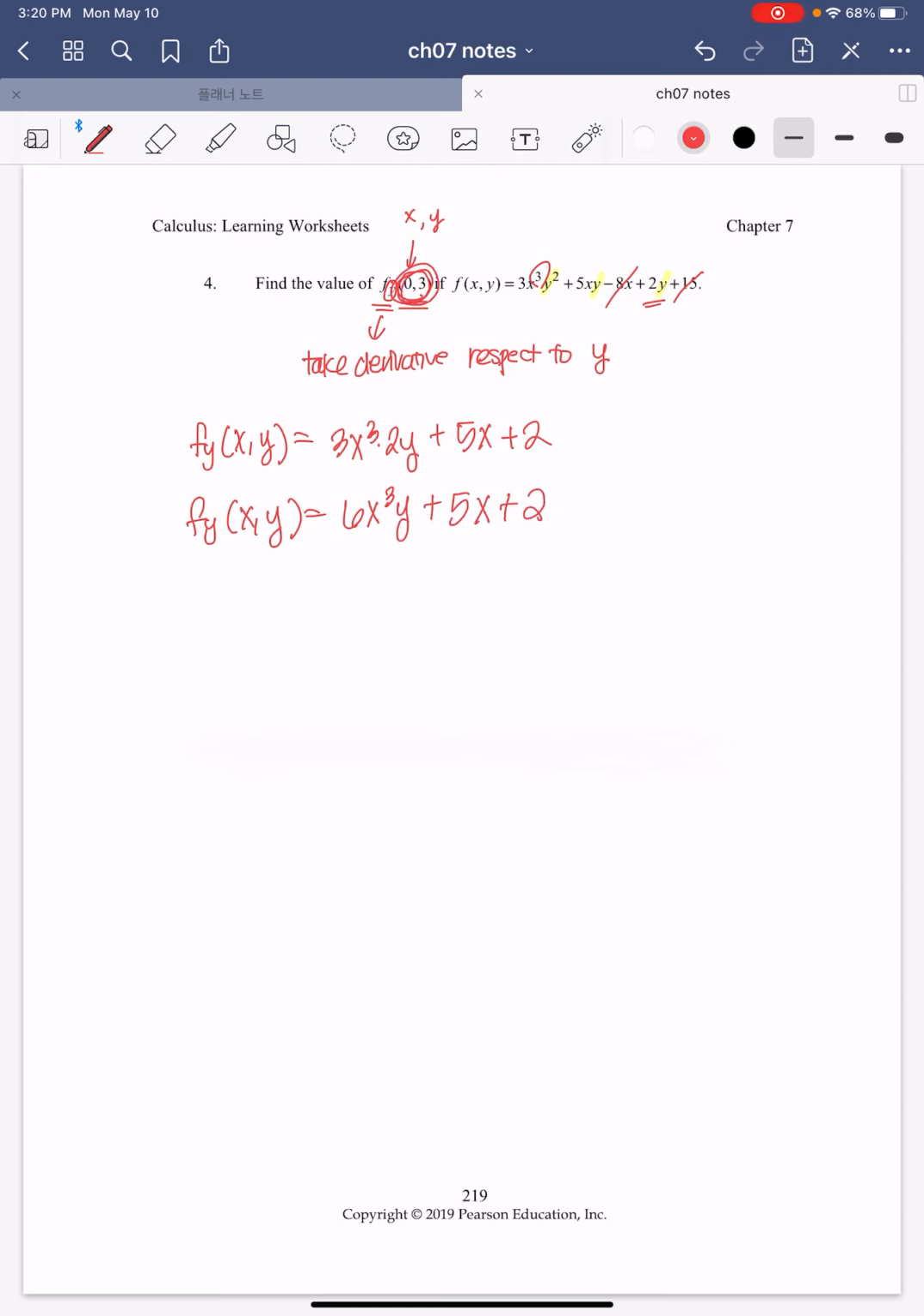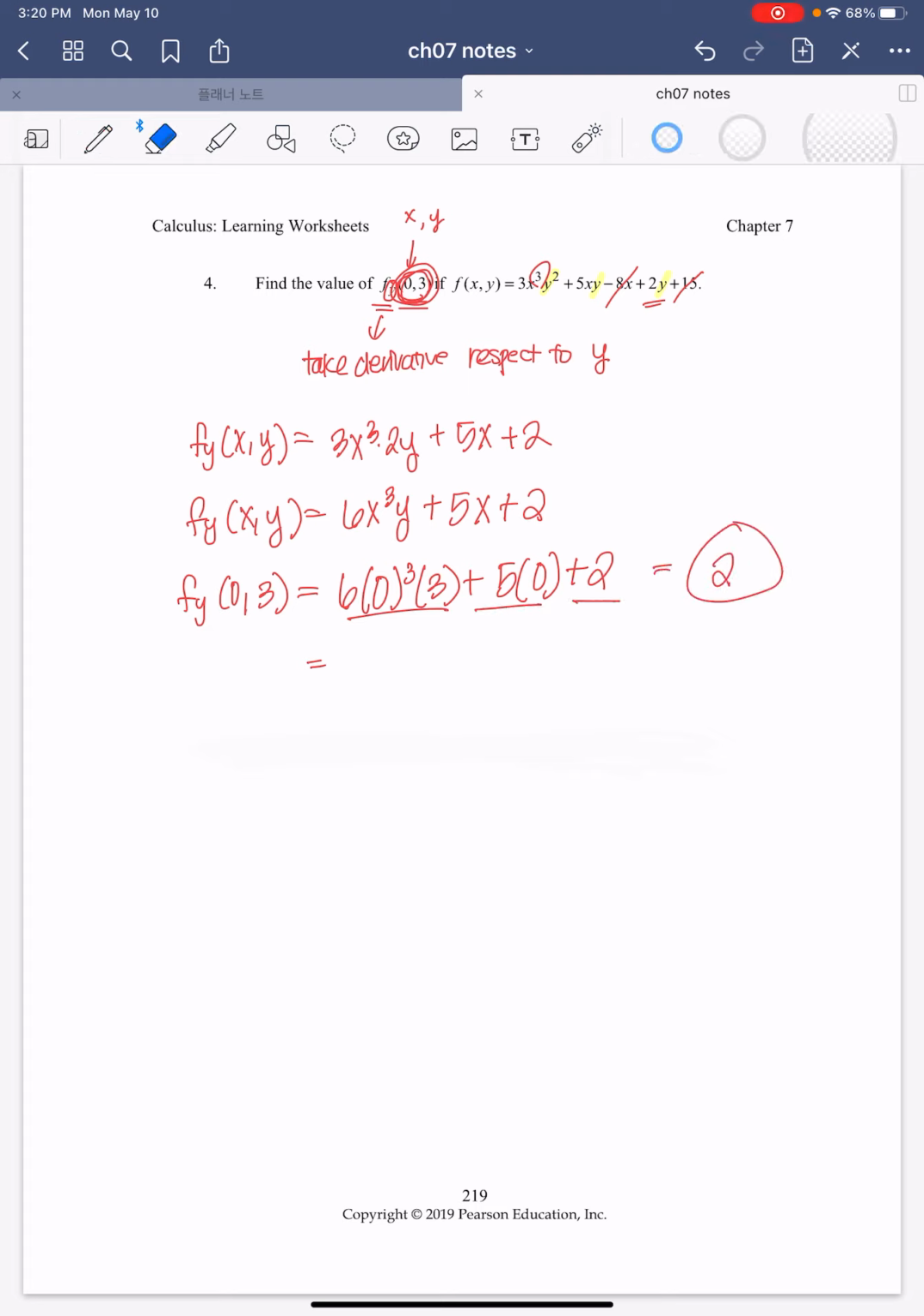Now, one more step. We want to plug in 0 and 3. So let's plug it in. So that means 6 times 0 cubed times y plus 5 times 0 plus 2. So this will be 0, 0, 2. So my final answer will be 2. Okay.